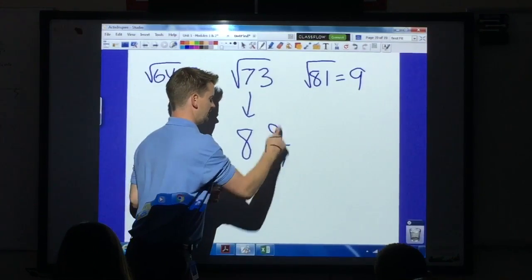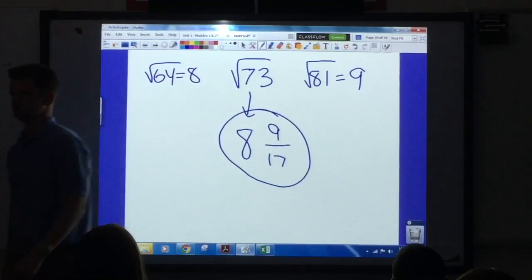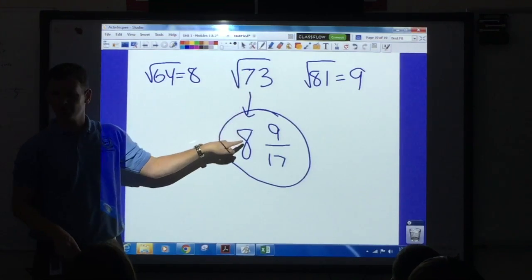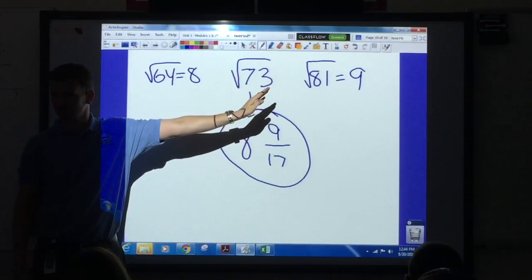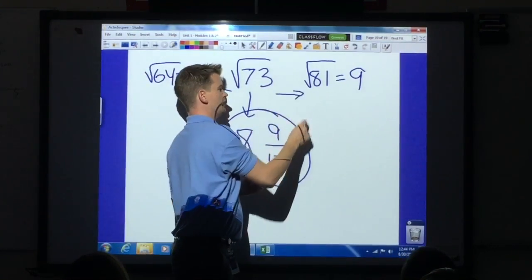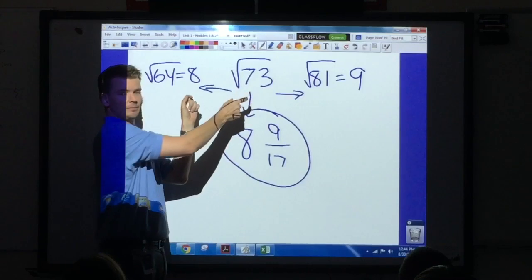17. And you're done. Wait, why did you draw an arrow with an 8? Because I was showing you that this number is going to start with 8. It's somewhere between 8 and 9, right? Because on the left side, we're at 8. On the high side, we're at 9. So the square root of 73 falls somewhere between 8 and 9.